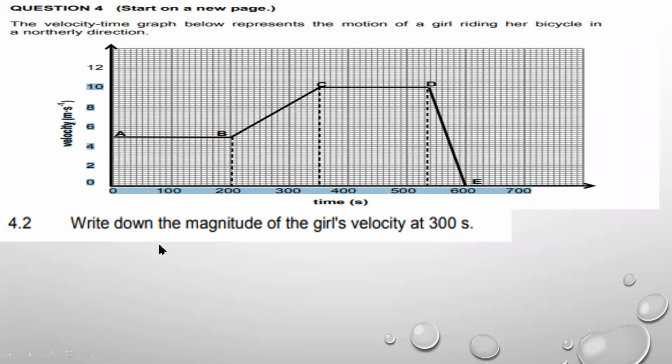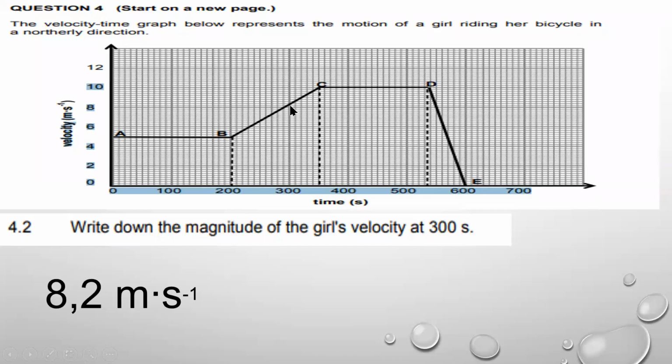Next question, magnitude of the girl's velocity at 300 seconds. Okay, let's go to 300 seconds and go up and see 8, something, 8.2, I think. Yeah, 8.2, between 8 and 9, but this one is not clear, but we can say 8.2 or 8.3, it's fine. Just getting from the graph. So far questions just from the graph.